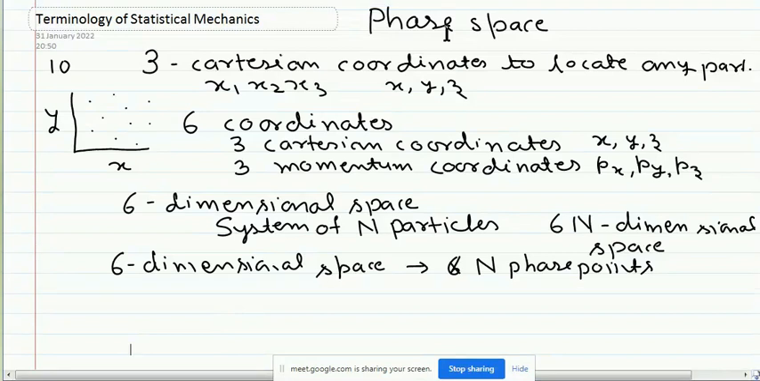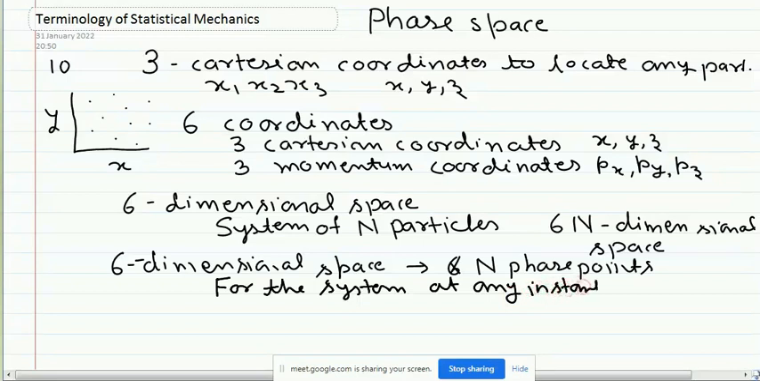In the same way, if we have the 6-dimensional space, that is x, y, z and then px, py, pz, and in the system we have n particles, so we can locate those n particles in the 6-dimensional space as n phase points. So we will have n phase points for that system at any instant.